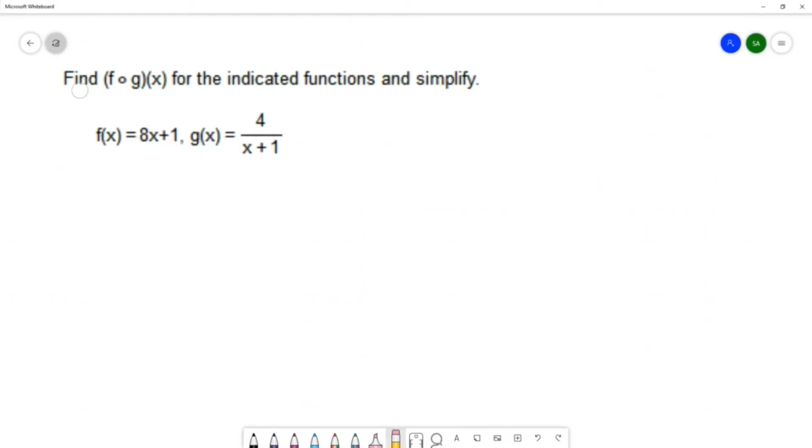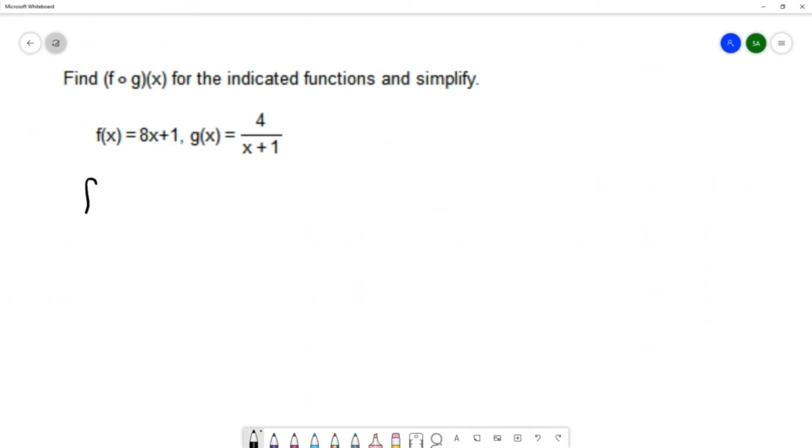On this question, we want to find f composed with g of x for the indicated functions and simplify. So the indicated functions are f of x equal to 8x plus 1 and g of x equal to 4 over x plus 1.